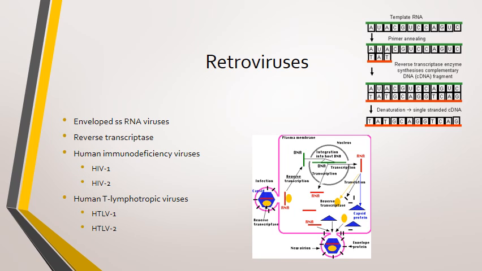HTLV-1, or human T lymphotropic virus 1, is endemic to the Caribbean, Africa, South and Central America, Malaysia, and Japan. But it's not very pathogenic. Only less than 4% of infected patients will develop any kind of symptoms. Unfortunately, this particular virus is associated with T-cell leukemia and lymphoma.